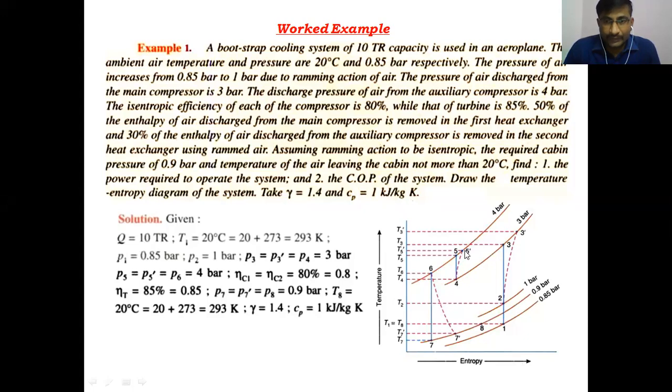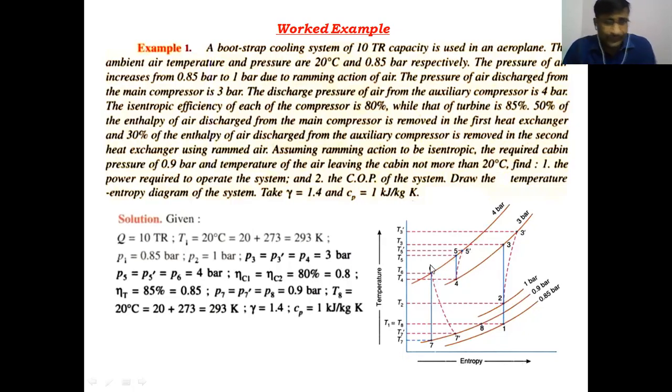Then from that, the air is cooled in the second heat exchanger, and in this second heat exchanger, 30% of the enthalpy is removed from the air. Then the final condition of air is 6 after the second heat exchanger. In both the heat exchangers, the cooling medium is ram air, that is condition 2. That is, ram air at condition 2 is used to cool the 3 dash air and 5 dash air.